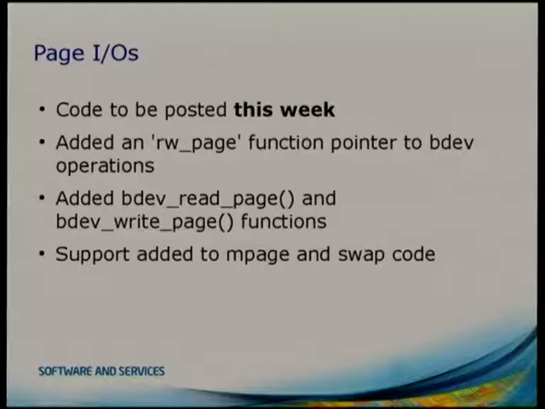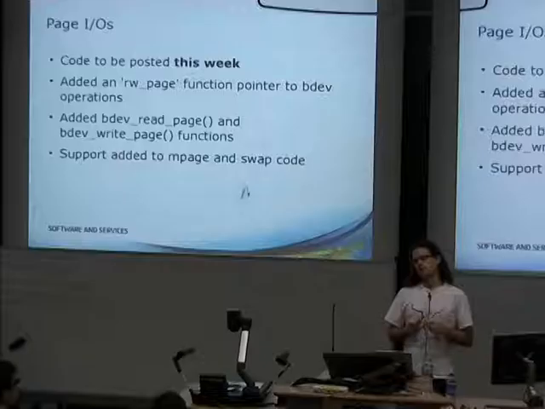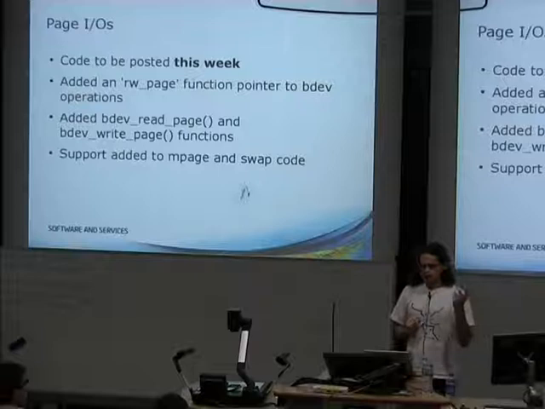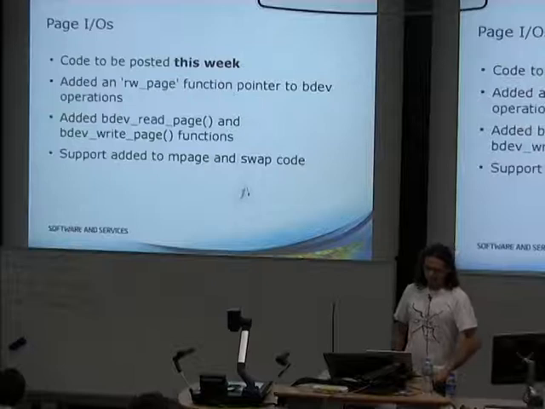So at the point where the code would normally start to construct a BIO, it says, hey, is there just one page here? Am I going to put this one page into a BIO and send it down? And if it is, it says, well, I can skip that. I know how to read or write a page. I just call bdev read page or bdev write page.